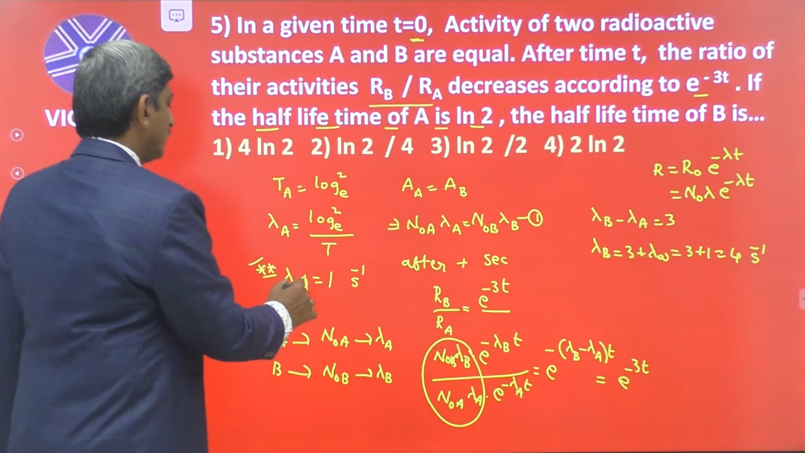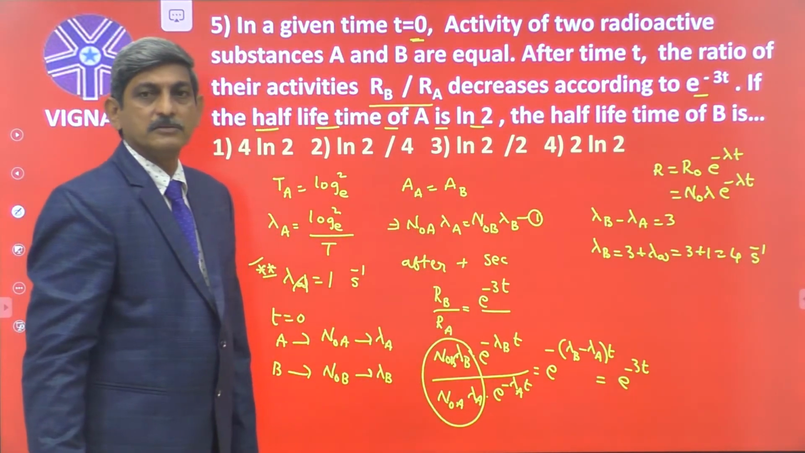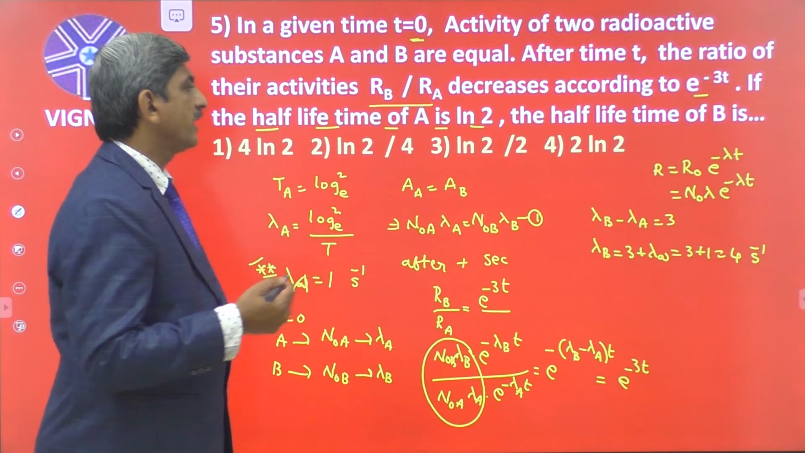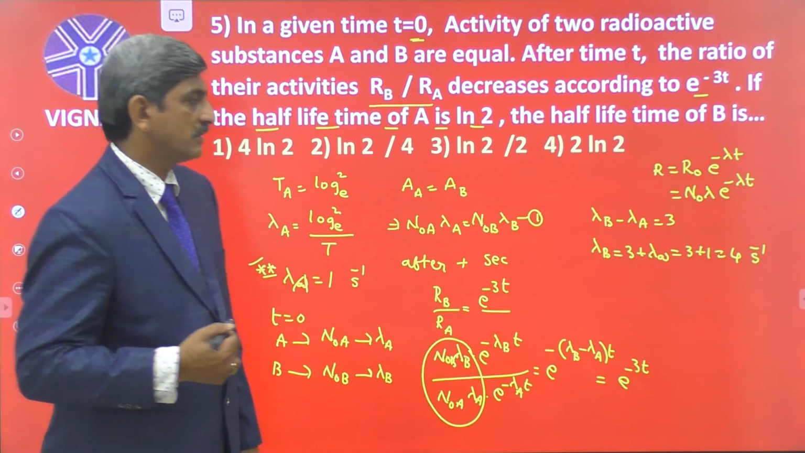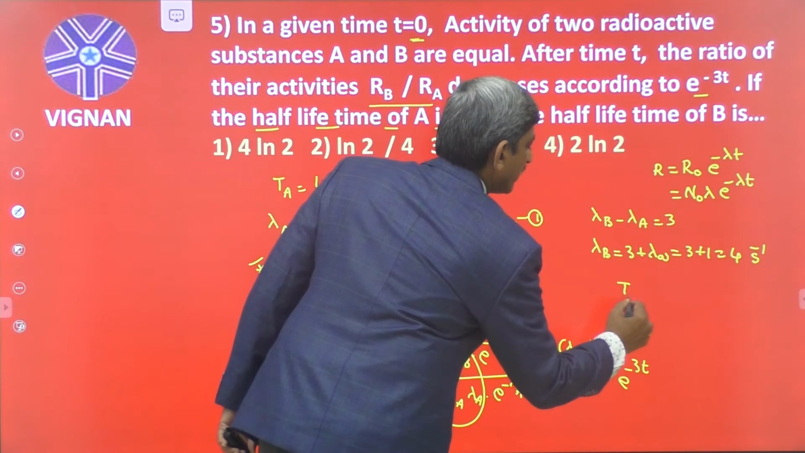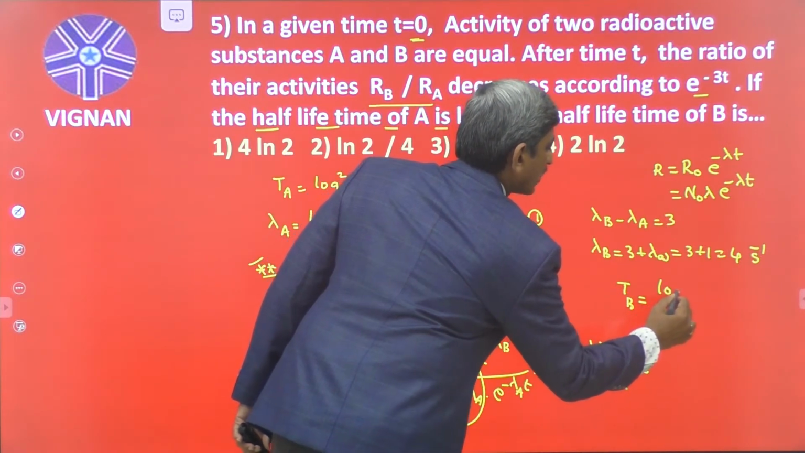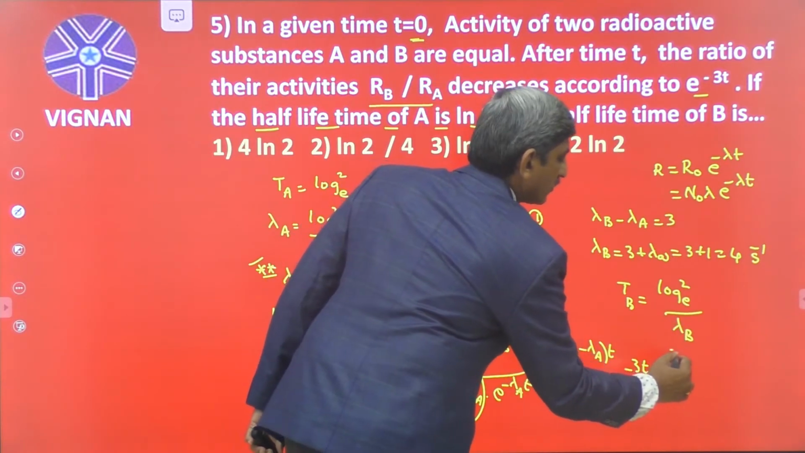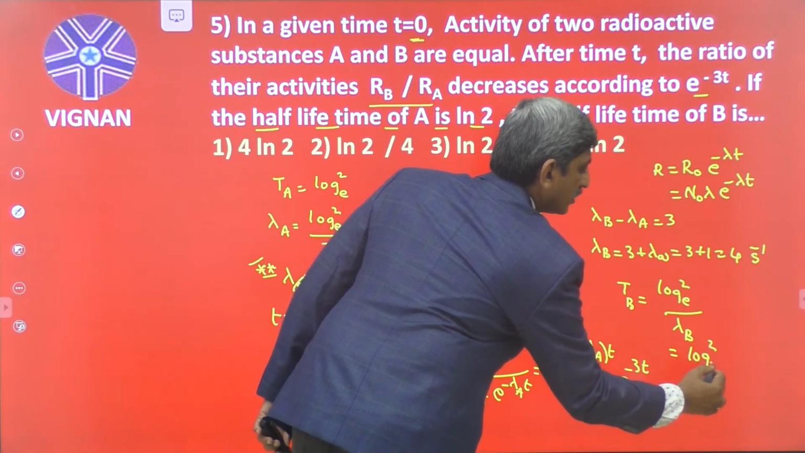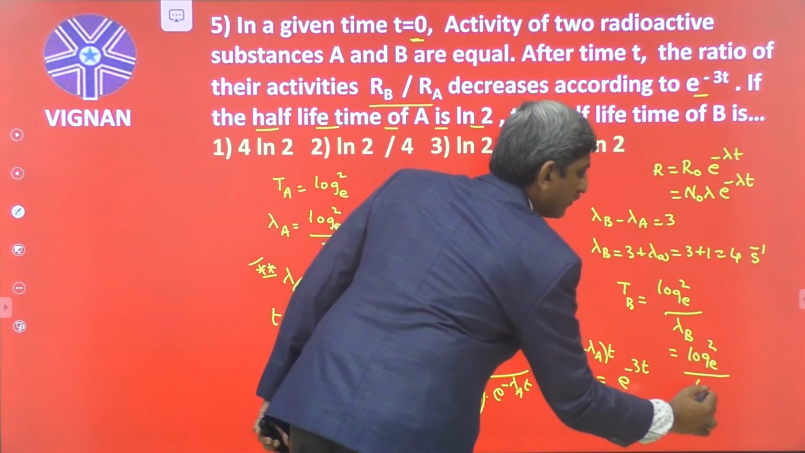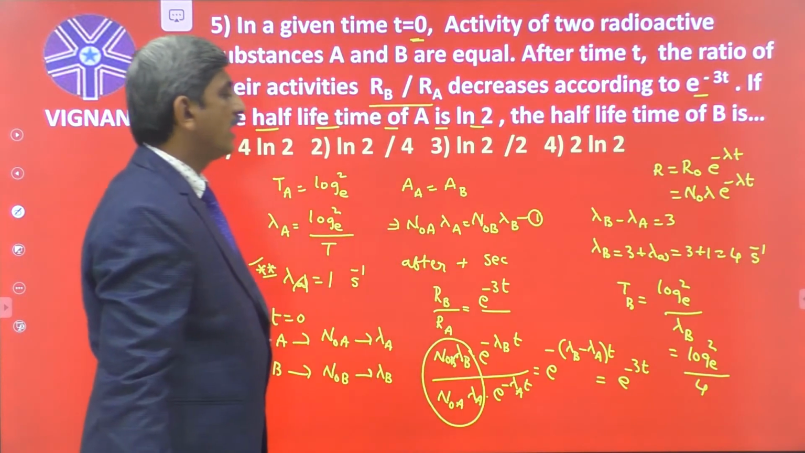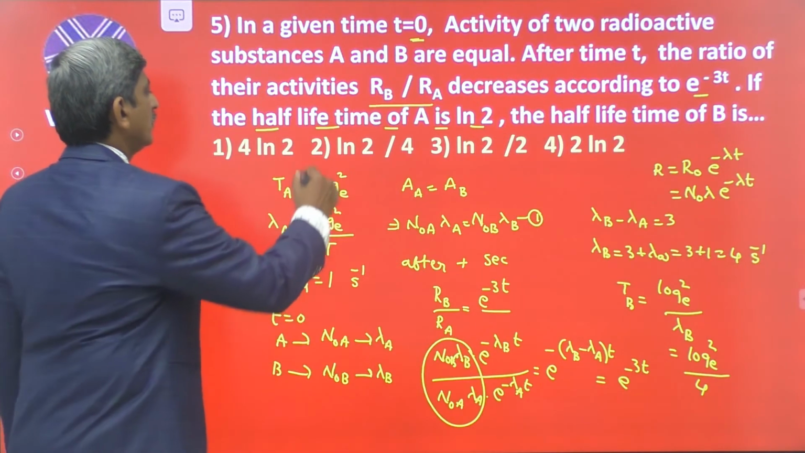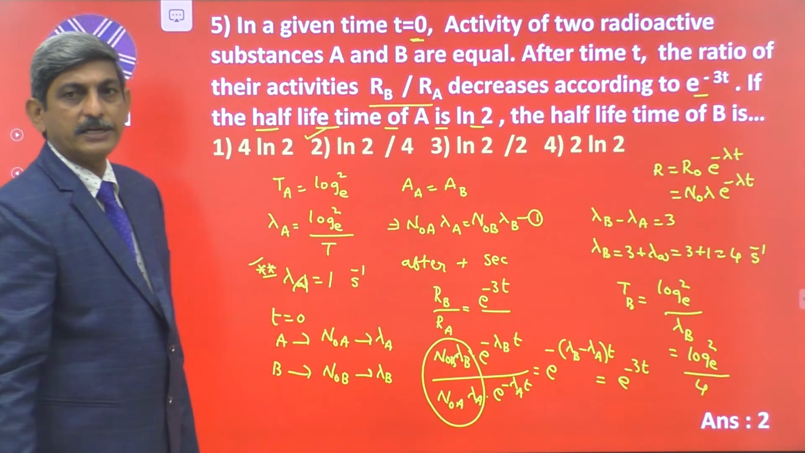Now we have lambda A value and lambda B value, but we want to determine the half lifetimes of B and A. How to get that half lifetimes? The half lifetime of the B is given by Tb is equal to log 2 to the base e divided by lambda B, which is equal to log 2 to the base e divided by 4. So option 2 is the right answer.